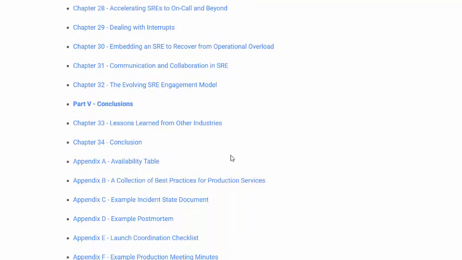Part five, conclusions: lessons learned from other industries, and just conclusions to end the book. There are also appendices A through F.